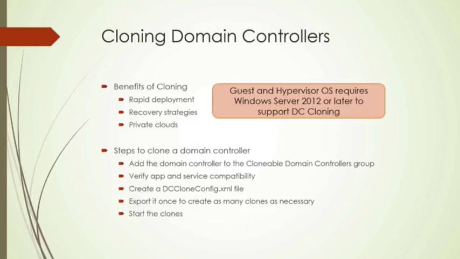Basically, once I've created that config file, I'm going to shut down the VM, and then I'm going to export it once. I'm just exporting the files over to another location, and I can use those exported files to create as many clones as necessary. Once those clones have been created, this is all done in Hyper-V, then I can start the clones up. And so that's the process for cloning domain controllers, and it is particularly relevant because it's heavily used in private cloud environments.